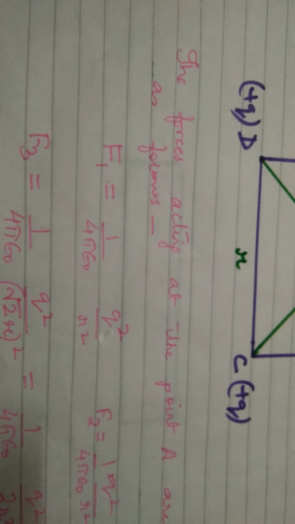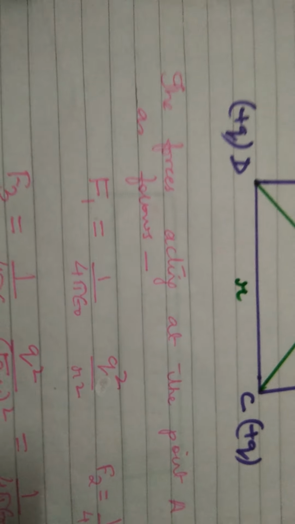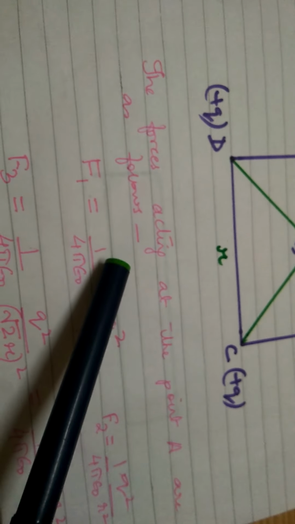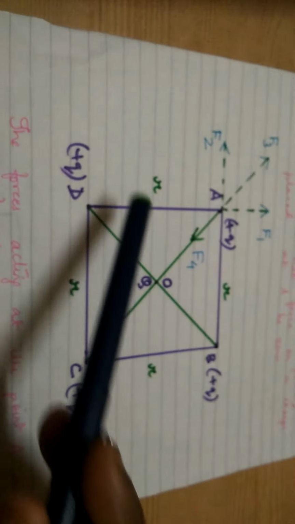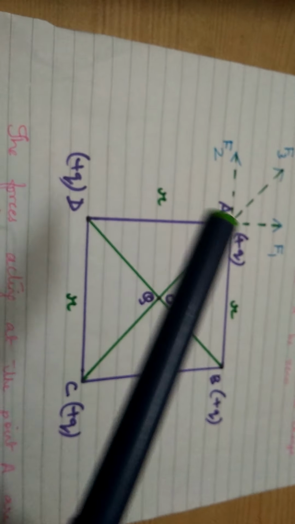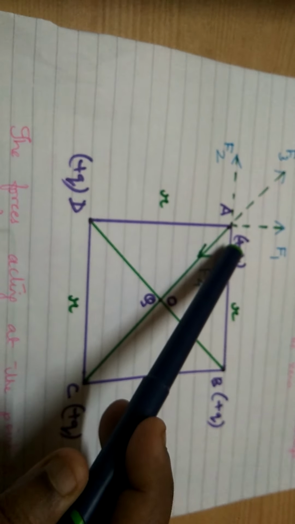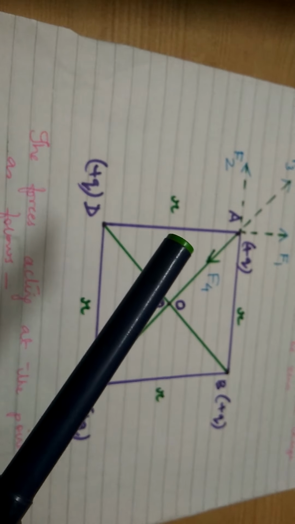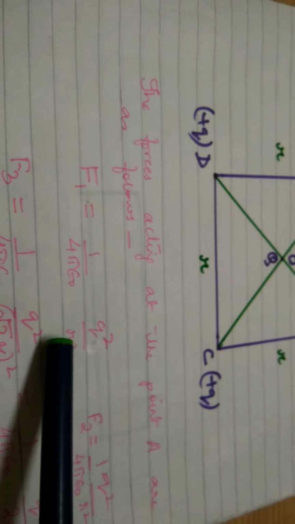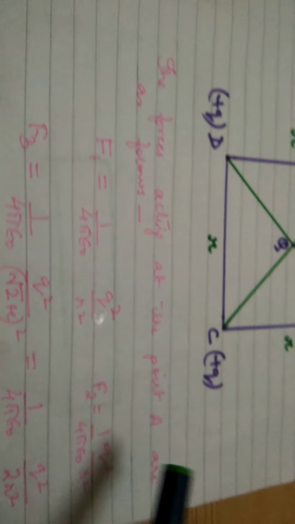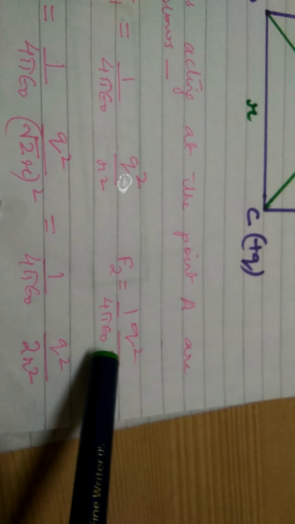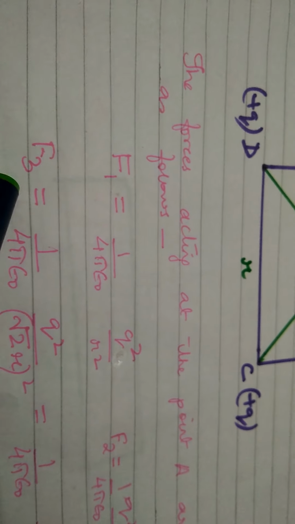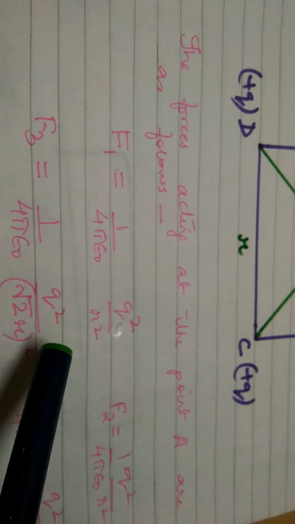The forces acting at the point A, F1. So F1, if we use Coulomb's law, 1 by 4 pi epsilon naught q square, because here the charge q and at the point A also q. So q square, if we take the side to be r, then q square by r square. Similarly, F2 also 1 by 4 pi epsilon naught q square by r square. F3 1 by 4 pi epsilon naught, again q square.